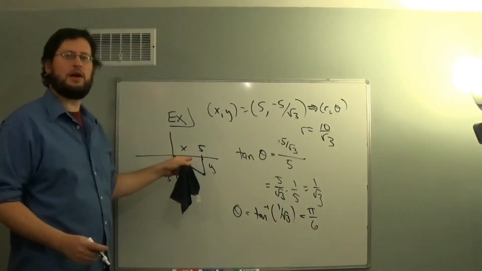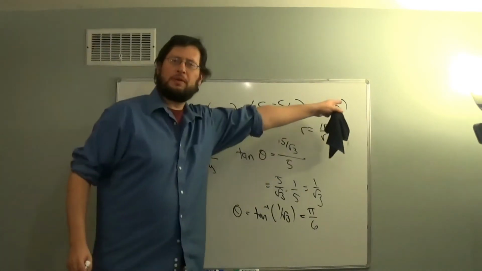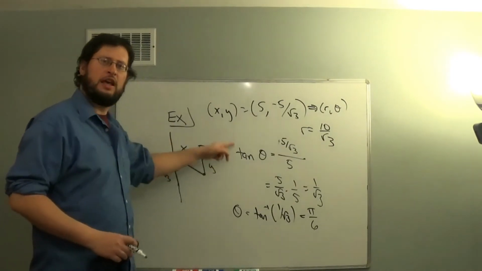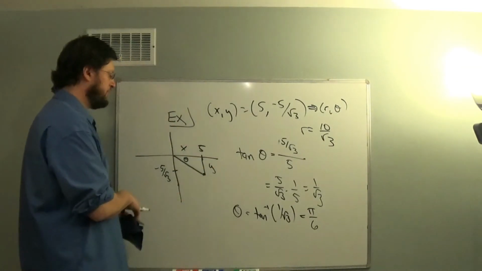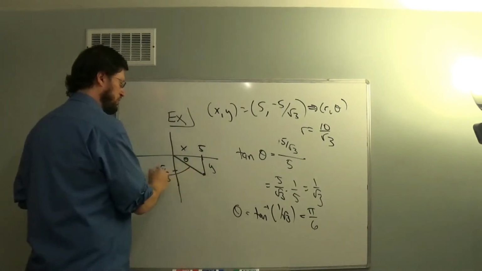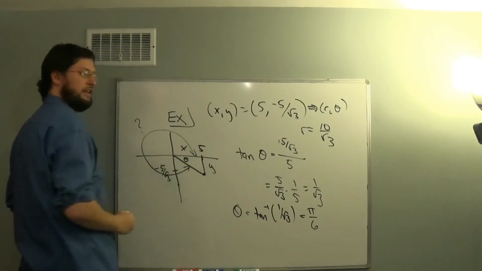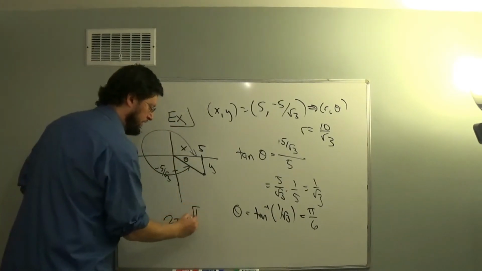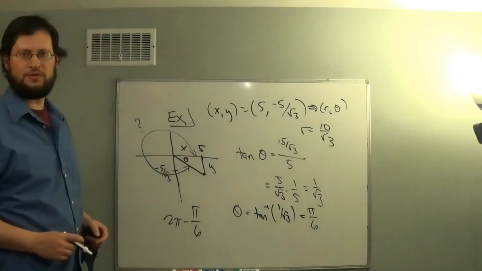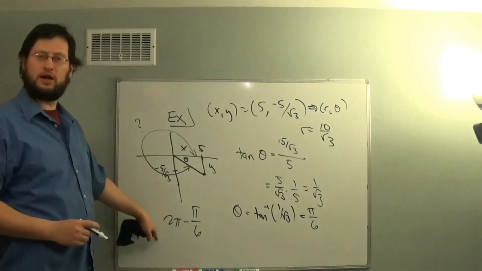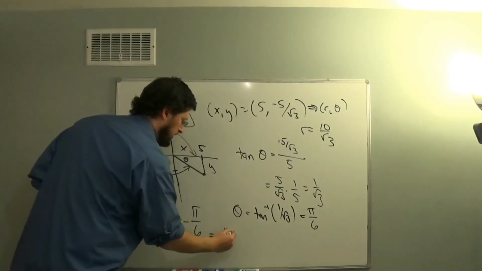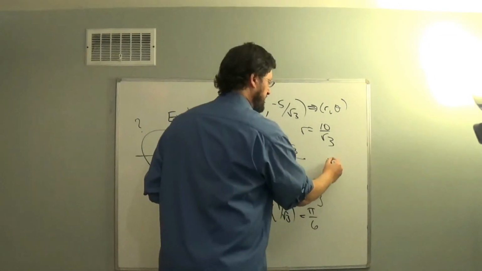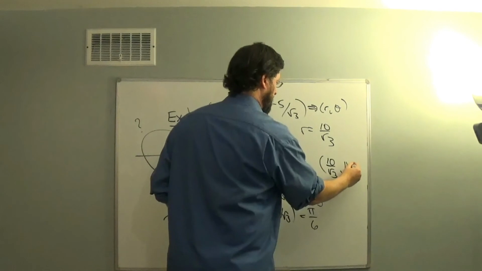So this angle here is pi over 6, but that's not what belongs in here, since the theta in our polar coordinates is the angle that you get if you start at the positive x-axis and move counterclockwise. So because what we've got here is pi over 6, what we really want is this stuff. Since the total distance is 2 pi, we need to subtract off the pi over 6. It's 2 pi minus pi over 6, which is 12 pi over 6 minus pi over 6, which is 11 pi over 6. And that's the angle that we've got. So the final answer is 10 over root 3, 11 pi over 6.